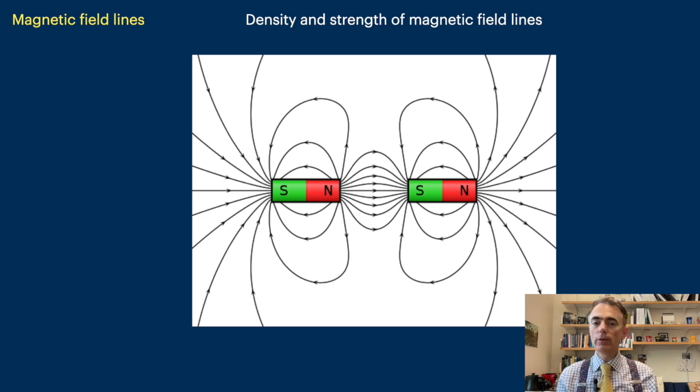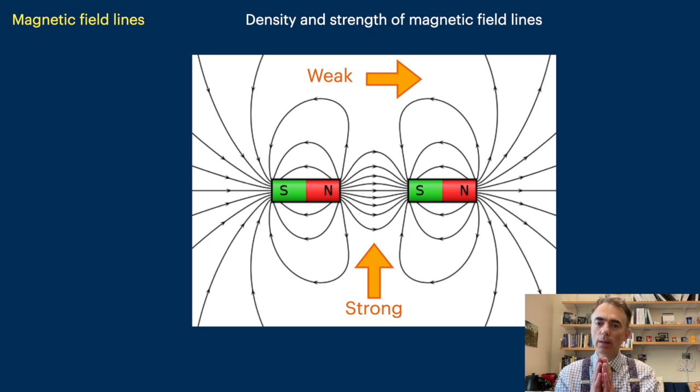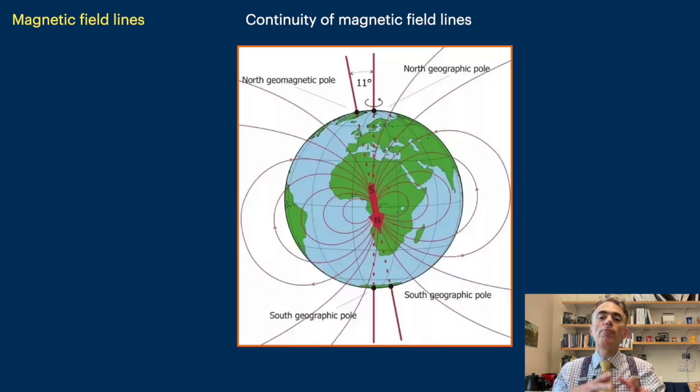The density of field lines, or how close they are to each other, represents the strength of the magnetic field in a particular region. A high concentration of field lines means a stronger magnetic field, while a lower concentration indicates a weaker field. Near the poles of a magnet, the field lines are closer together, showing that the magnetic field is strongest at the poles. As we move farther from the poles, the field lines spread out, indicating that the field strength decreases with distance.